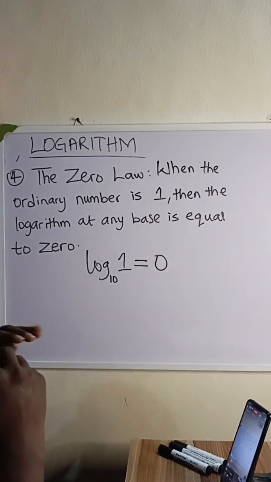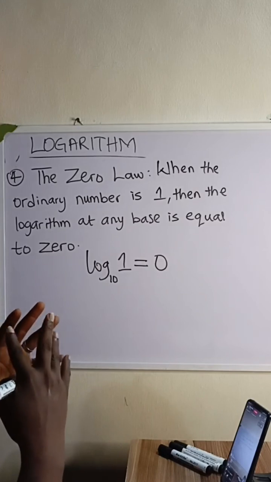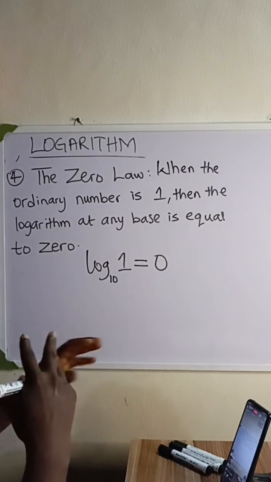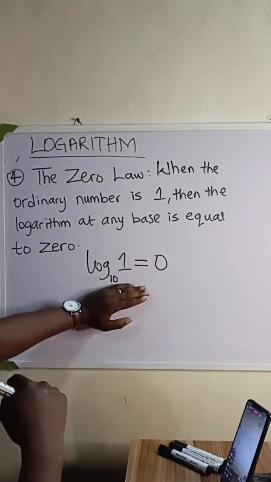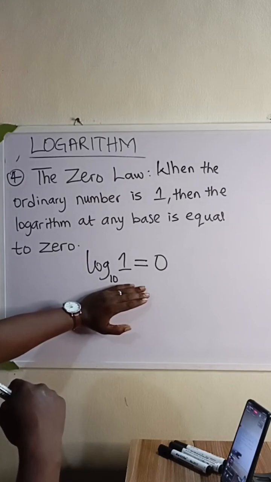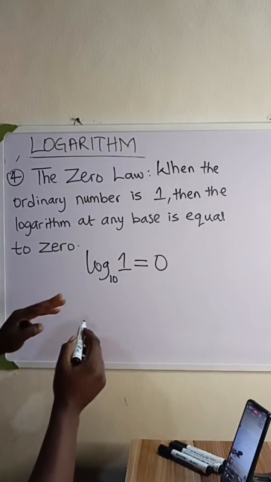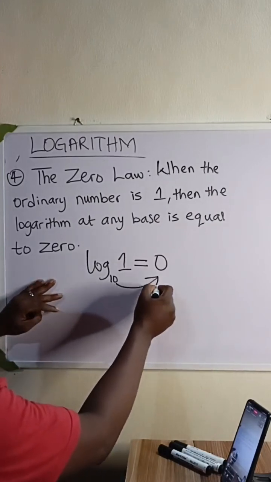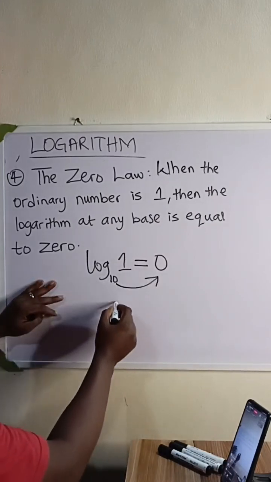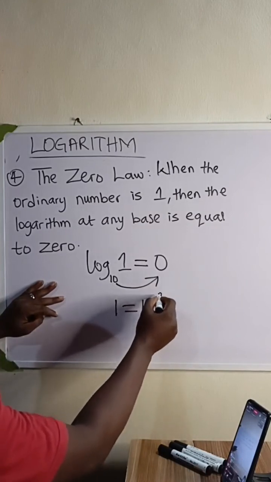This is because from what we learned from Wednesday's class, if you decide to convert this logarithm to indices, and then remember, when you want to convert logarithm to indices, you have to move this base to the right side. So this will become 1 is equal to 10 to the power of 0.